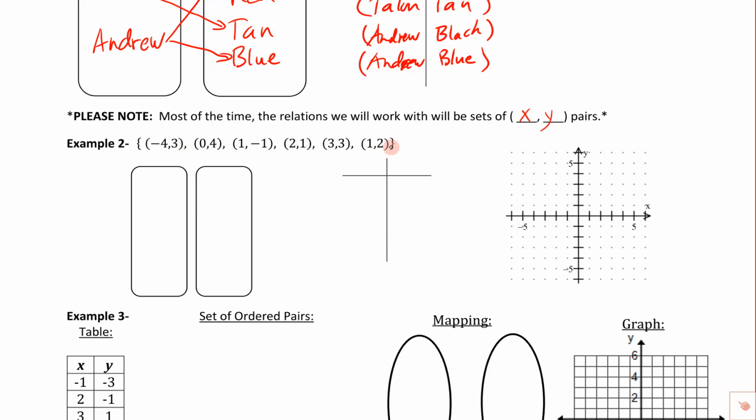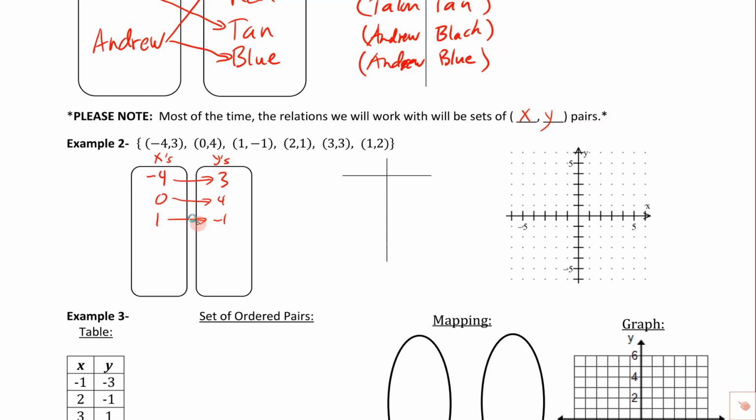So if we've got a set of ordered pairs, then what we can do is write down the mapping. So here's what we're going to do. We're going to write down -4 and 3. So these are the x's and these are the y's. We're going to do them in that order. That's just very typical. And I'm going to draw an arrow here. And then we've got 0 and 4. I'm going to draw an arrow there. We've got 1 and -1. We'll draw an arrow there.